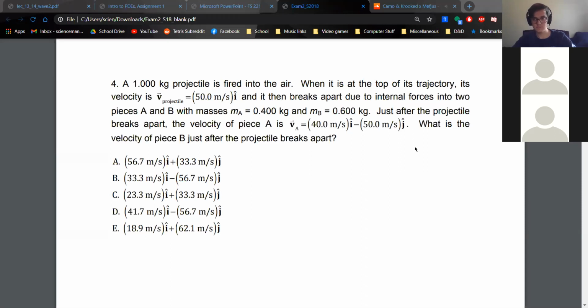So I'm a bit stuck. The only thing I'm a little iffy on is the I with the caret over it and the J with the caret over it. What do those mean? I hat just means pointing in the X direction, and J hat means pointing in the Y direction. Oh, cool. Okay, that makes sense.